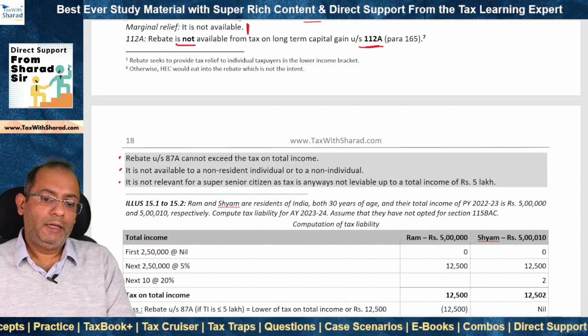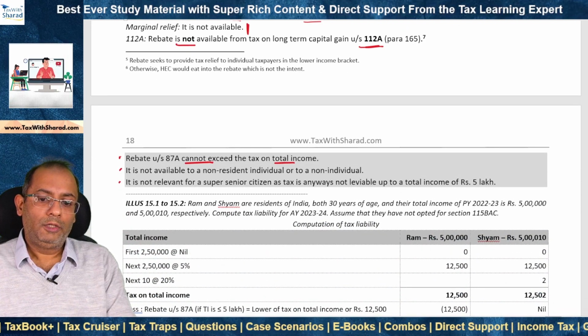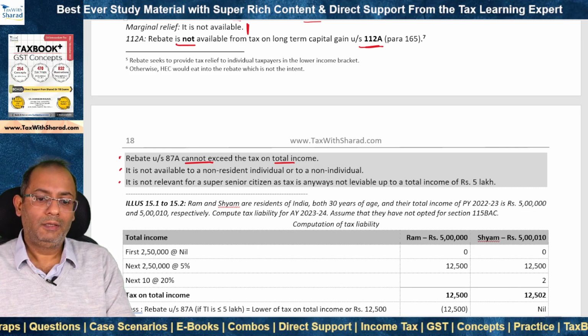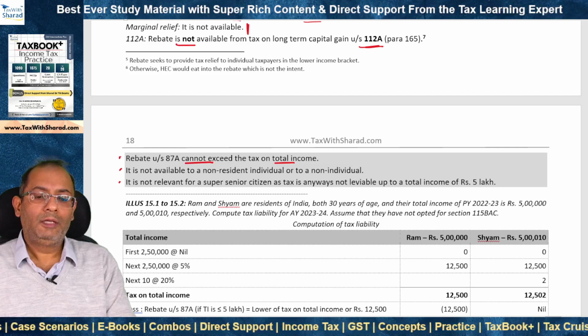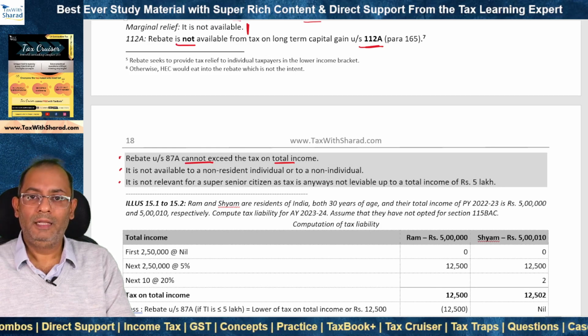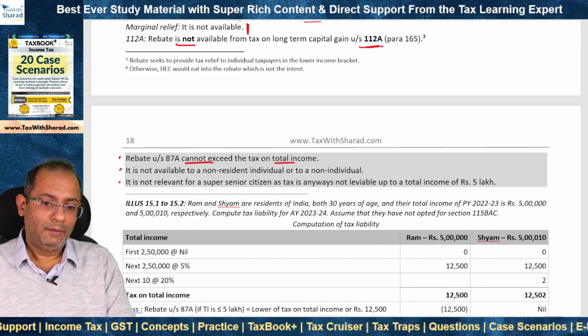So rebate under section 87A cannot exceed the tax on total income. So tax cannot become negative. That means you cannot claim a refund on account of this rebate. So if the tax is 12,500 and the maximum rebate is 12,500, tax will become nil. It cannot become negative. Okay.